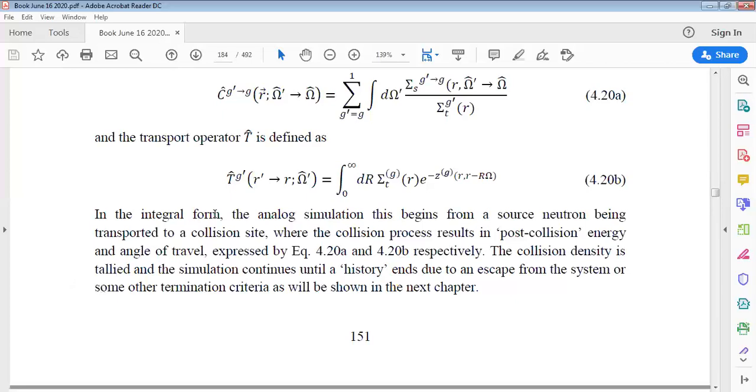For example, here we're scoring for the collision density. Collision density is the number of collisions in an area of interest, in a phase space of interest. What is the collision density? It is the macroscopic total cross section multiplied by the flux. So it's the total number of interactions per cubic centimeter per second multiplied by the volume. That becomes the interaction rate, and that's what we call the collision density.